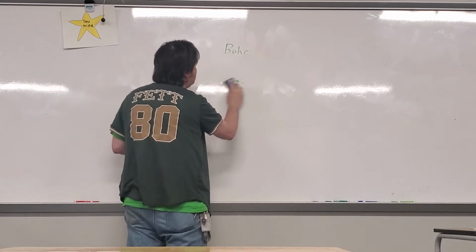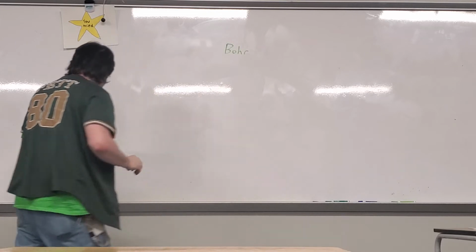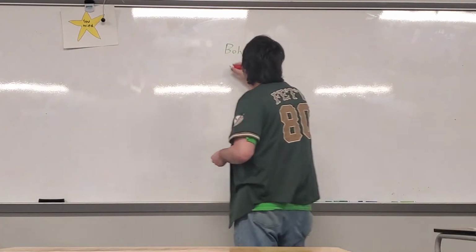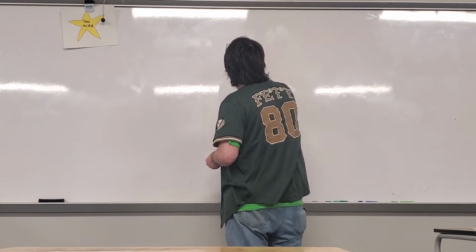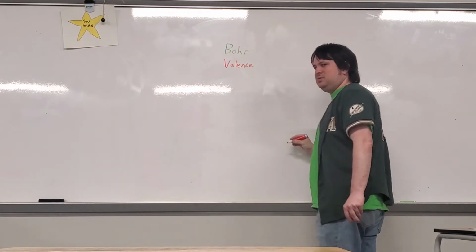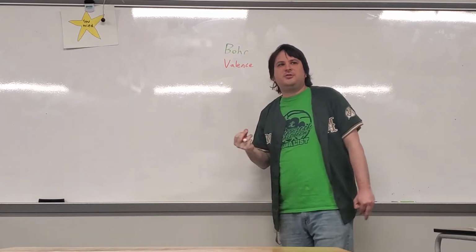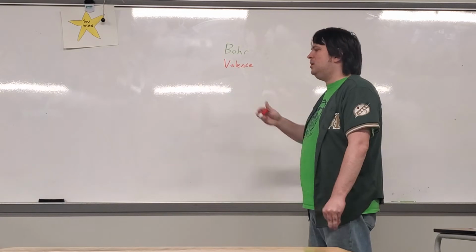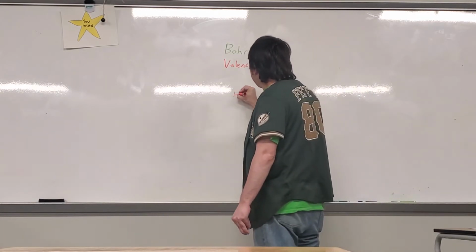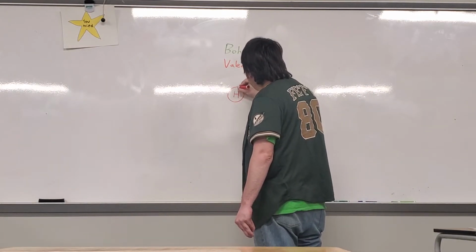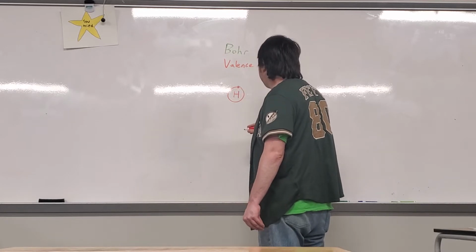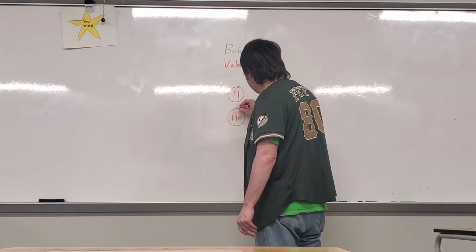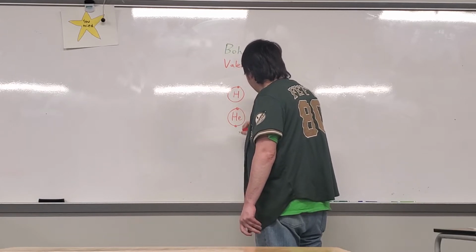So we're going to move on to something that is also a review, and that is valence electrons. And that is the electrons that are available for the chemical reaction. So for hydrogen, you would have the 1. Helium, you would have the 2.